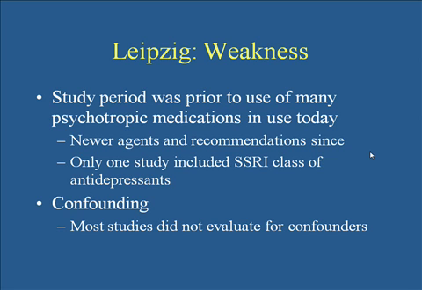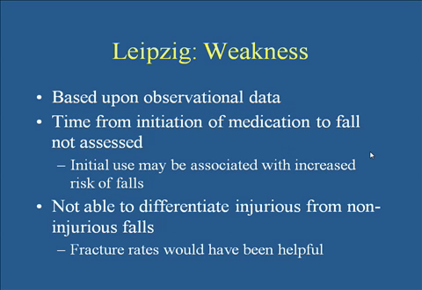Certainly in the long-term care setting where I practiced in the 80s and 90s, we had a lot more use of antipsychotics in the nursing home for indications such as dementia than we do today. So we have to think of the study period, and we have to look at this data a little bit skeptically. And of course, it is based on observational studies.